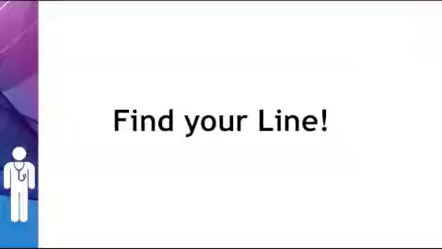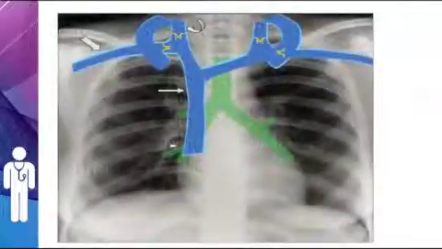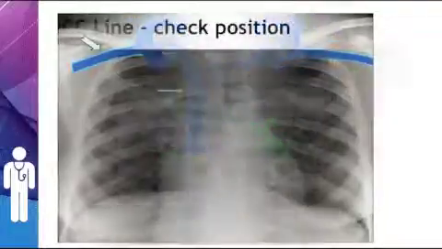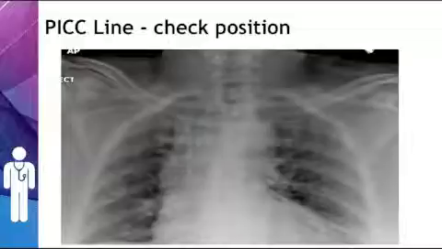How are you going to find your line? Well, we often describe this as apparatus on the chest x-ray: central lines, endotracheal tubes, and other devices. So it's useful to think about the anatomy of what you're looking at on the x-ray, such as the venous and bronchial anatomy. PICC lines can be positioned from the right or left arm and come in through the subclavian vein into the proximal SVC. Sometimes they can be malpositioned by going up into the internal jugular.